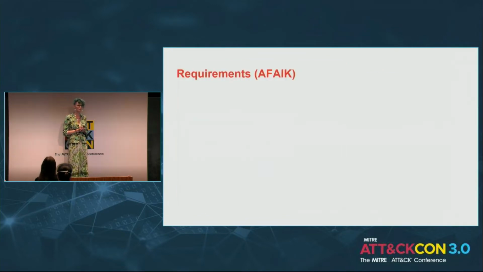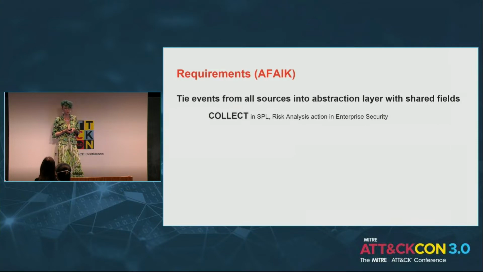So the requirements, as far as I know, I'm sure there are other creative ways of solving this problem, but you want to be able to tie events from all sources into an abstraction layer that has a shared field language. And I'll go over a risk generating rule and see how we utilize those shared fields. In Splunk's SPL, that is the collect command that brings things into a new index that you can search. And in Enterprise Security, that's the risk analysis action attached to correlation searches.